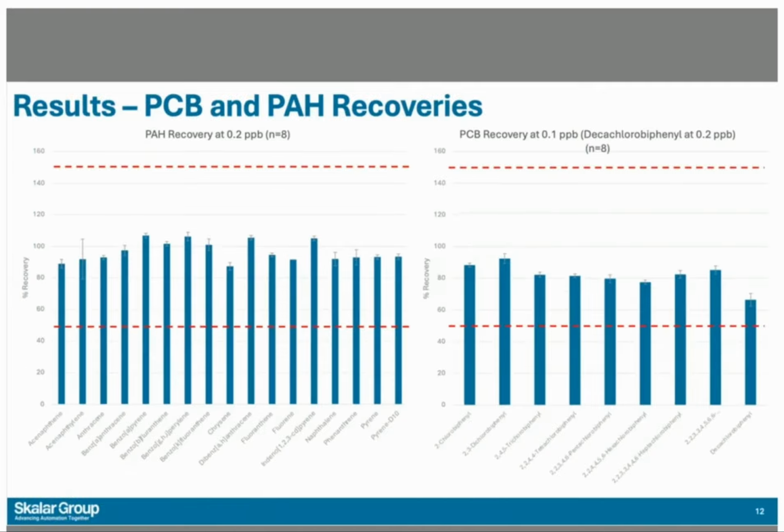For this portion of the study, we also did some low-level spikes at 0.2 ppb, and again, we see them all within the thresholds. At this level, the thresholds are expanded. It's allowable to recover between 50 and 150%. Again, these compounds are passing.